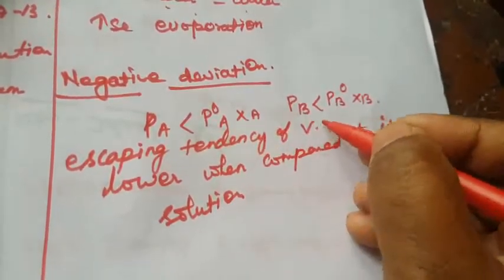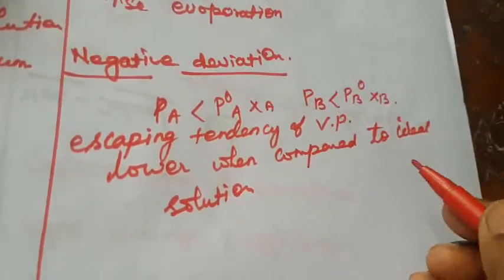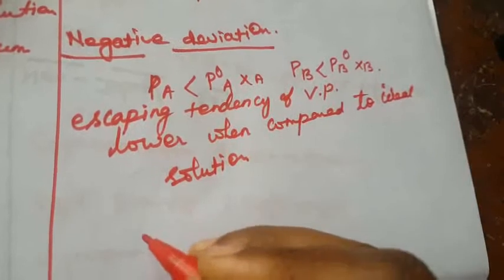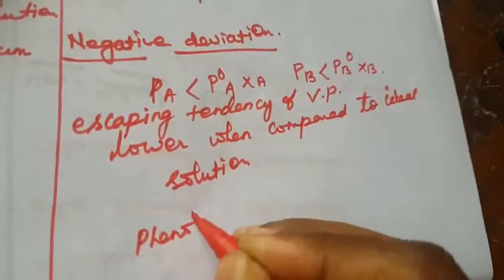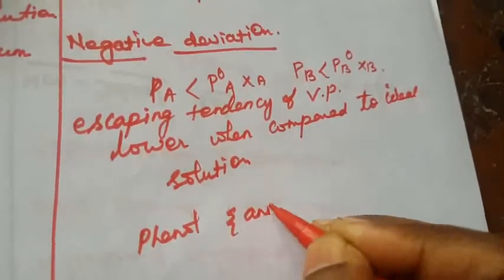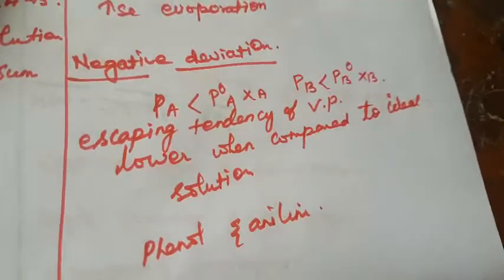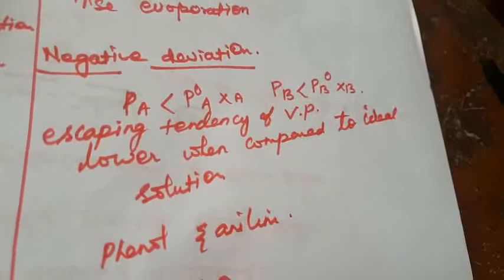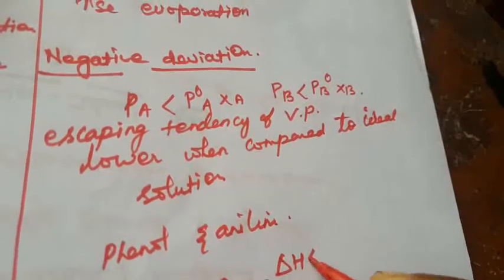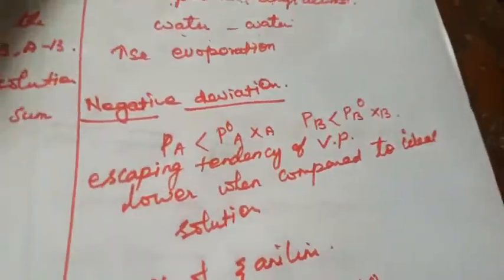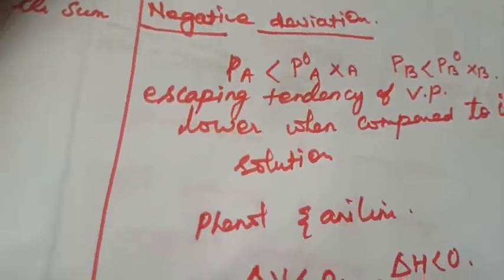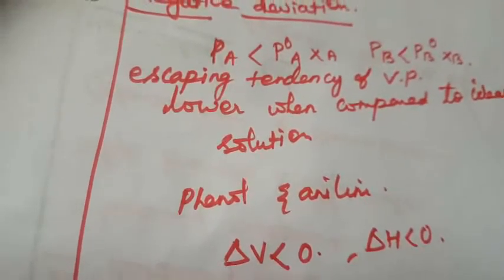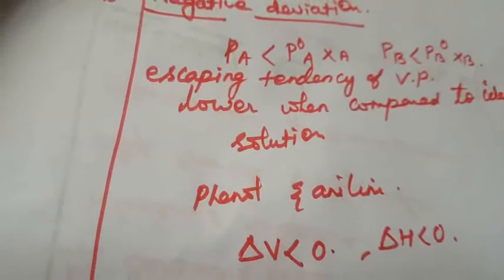Tendency of vapor pressure lower when compared to the ideal solution. Here the example is phenol and aniline. Again they show the diagram. Here delta V mixing is less than 0, and delta H is also less than 0. When phenol and aniline are mixed, both phenol and aniline form hydrogen bonding interaction among themselves.